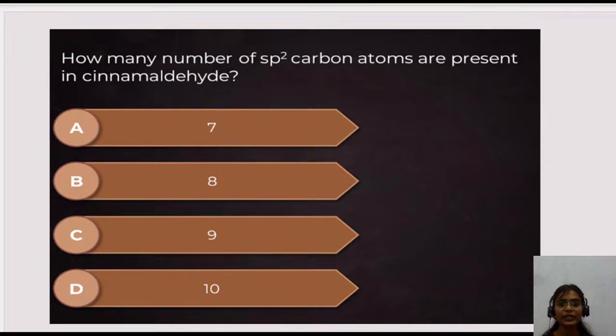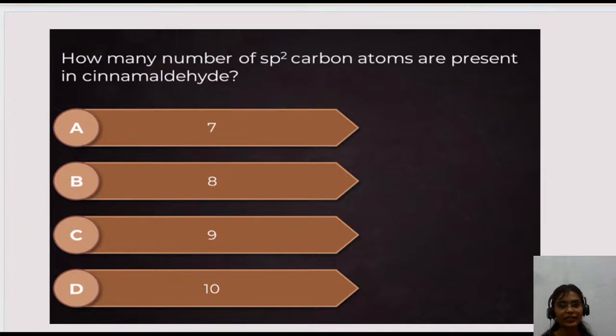Yes, please. Cinnamaldehyde. How many carbons are sp2 hybridized? Okay, so we just start with the session. Not an issue. Let's just go back to what cinnamaldehyde is, right? So do we go or not? 8? Okay, B.